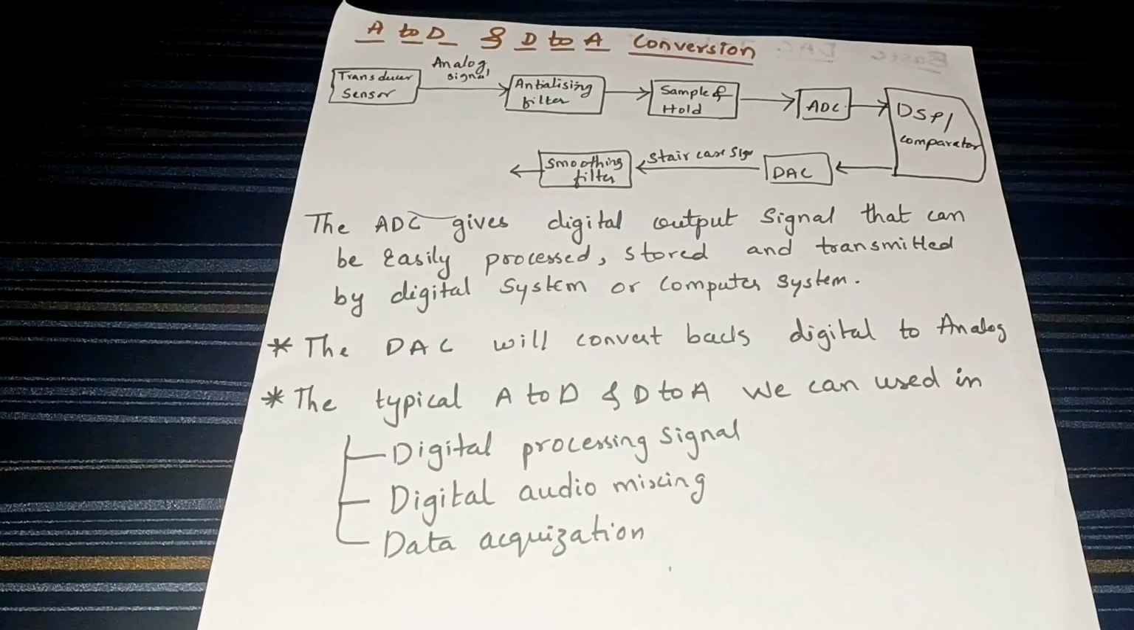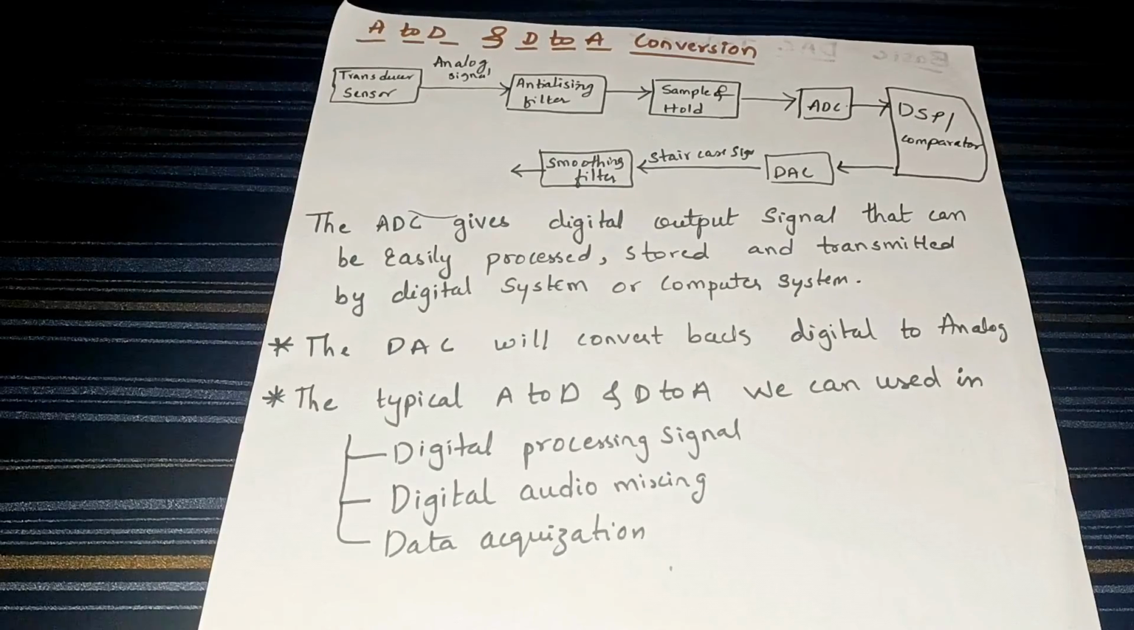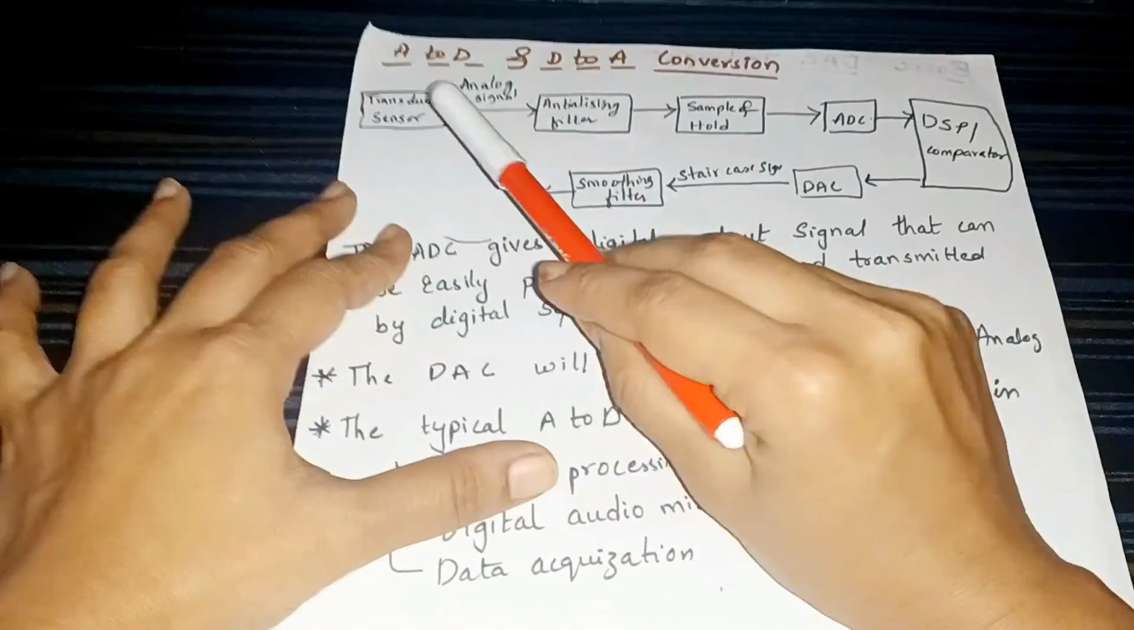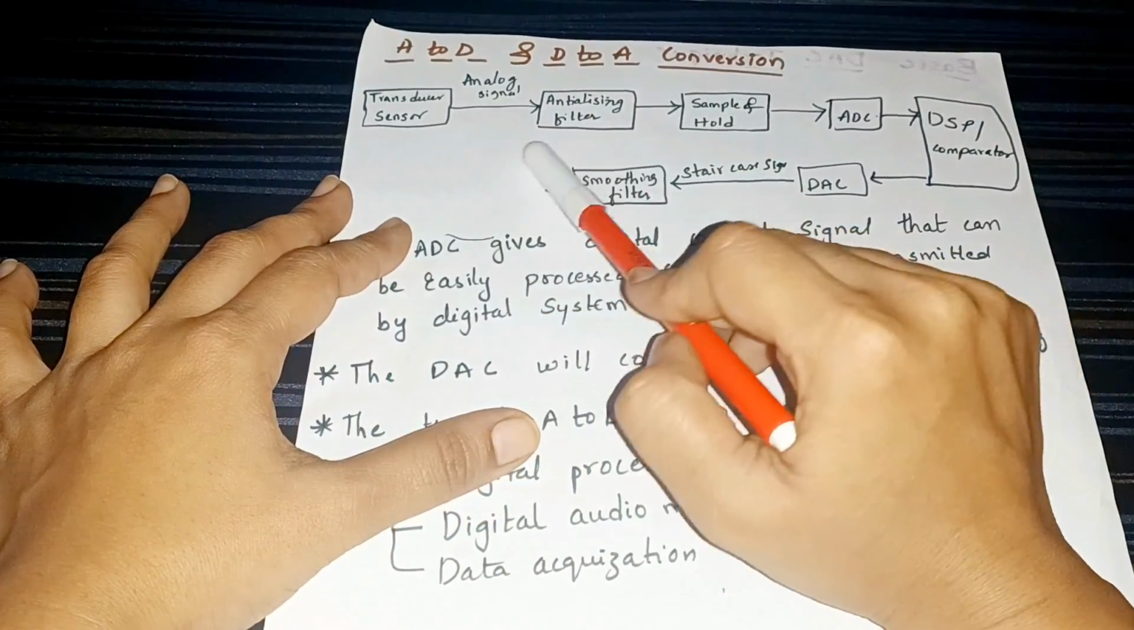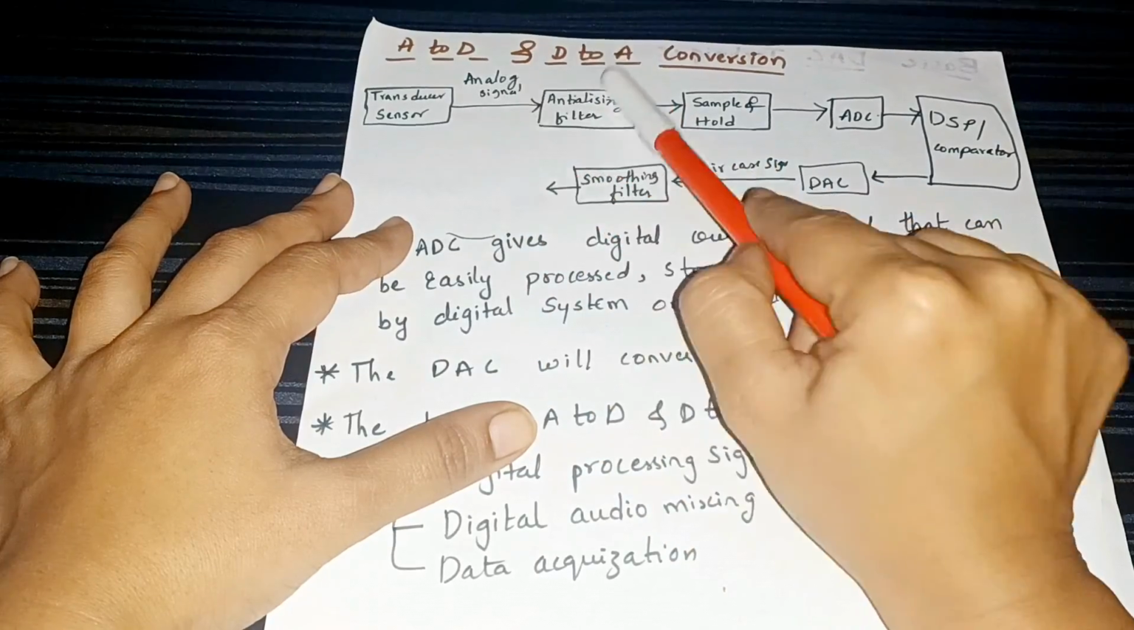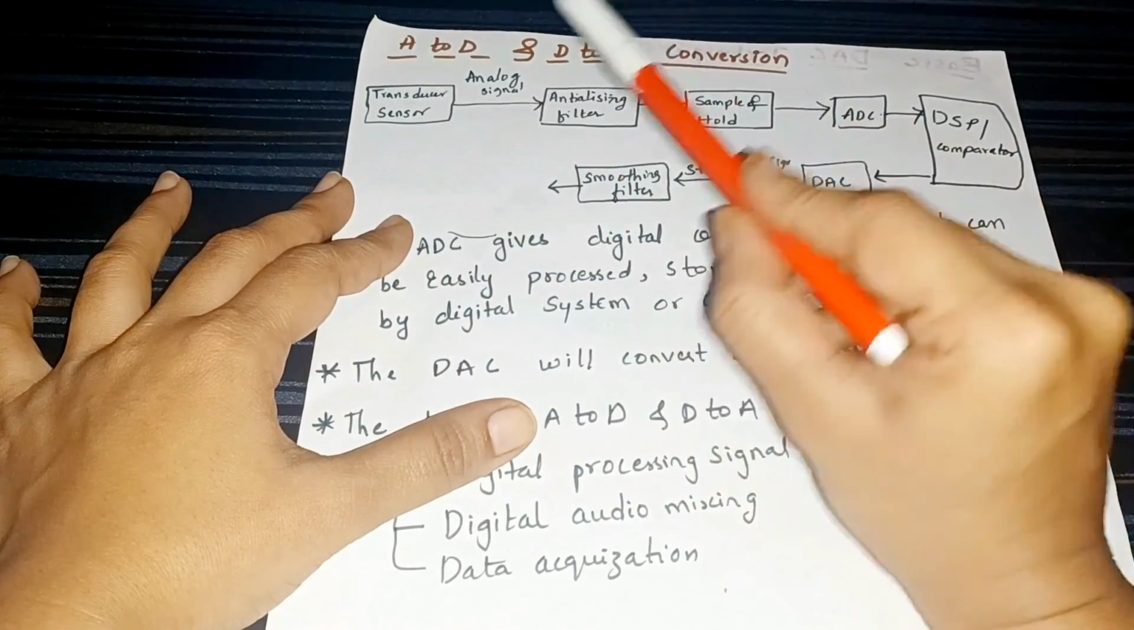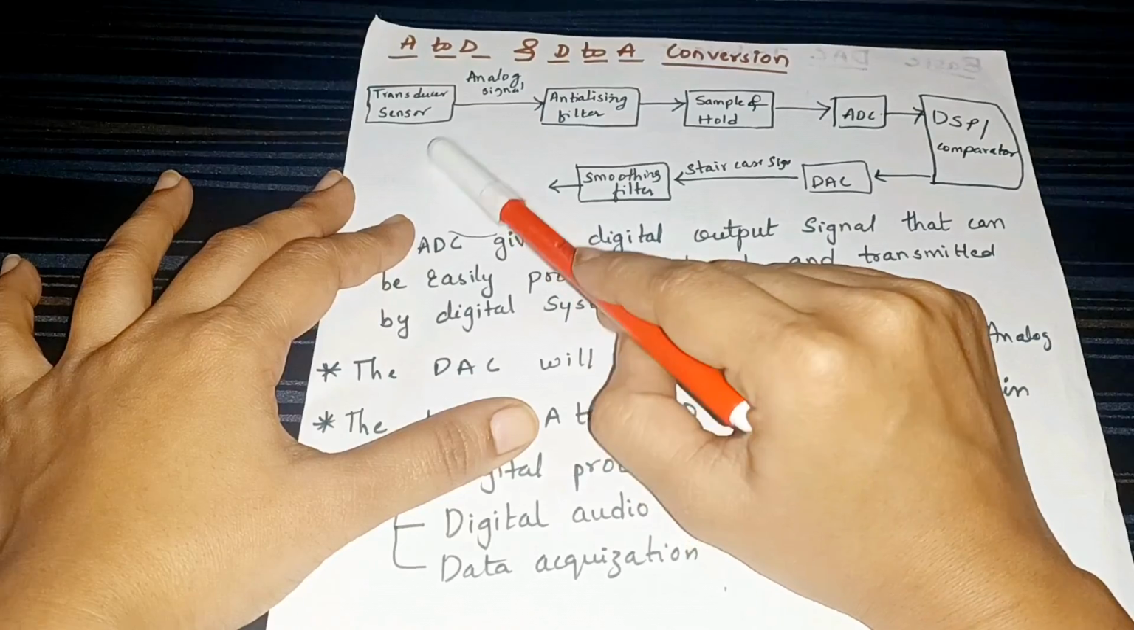Everyone, in today's video we are discussing A to D and D to A conversion. A to D means we are converting an analog signal to a digital signal, and D to A means converting digital inputs to an analog output. We will see how analog to digital conversion and digital to analog conversion work with a small example.